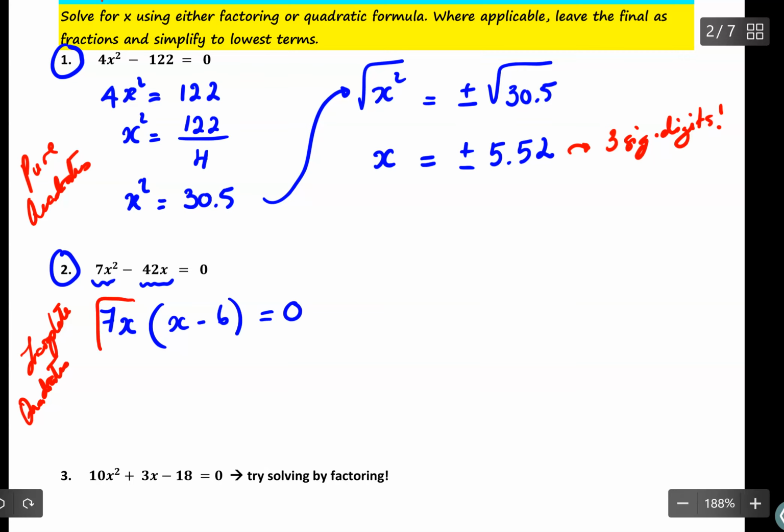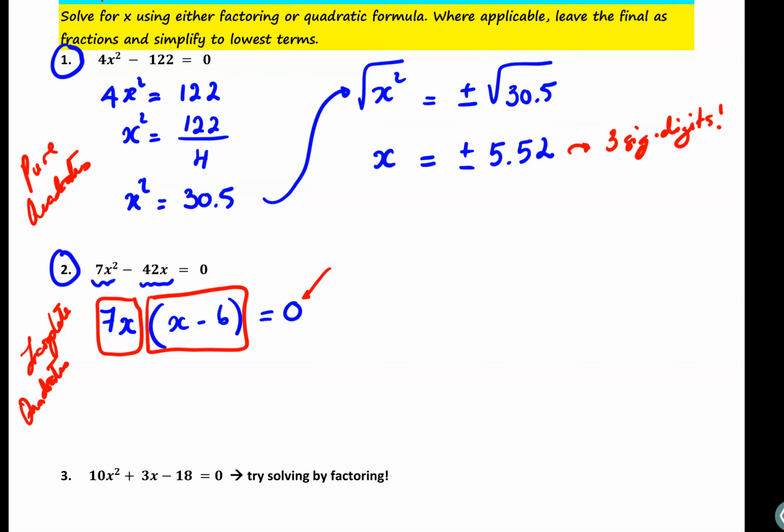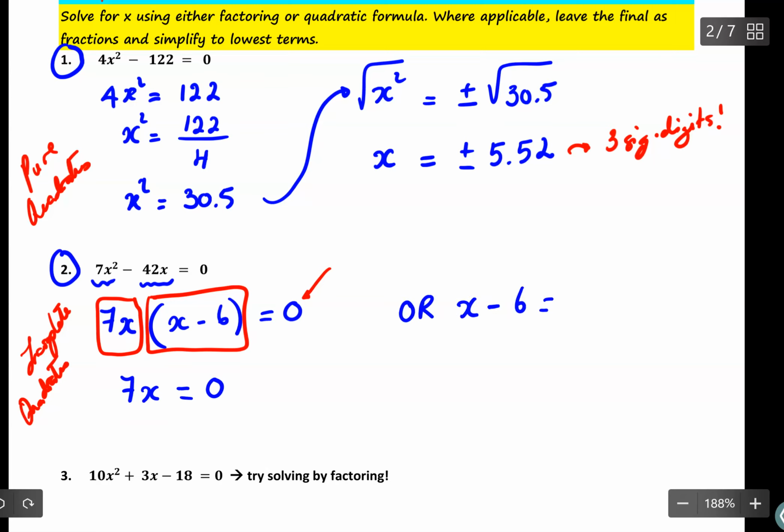Here you can see that you have 7x. You multiply that with x minus 6. So you have a product of a term and a binomial, and the result is equal to 0. Then for something to become 0 when you multiply these two together, one of these has to be equal to 0. But we don't know which one. So we are going to analyze it as 7x equal to 0, or I can have x minus 6 equal to 0. So if 7x equal to 0, obviously x has to be equal to 0, and x minus 6 equal to 0, the solution is x has to be equal to 6.